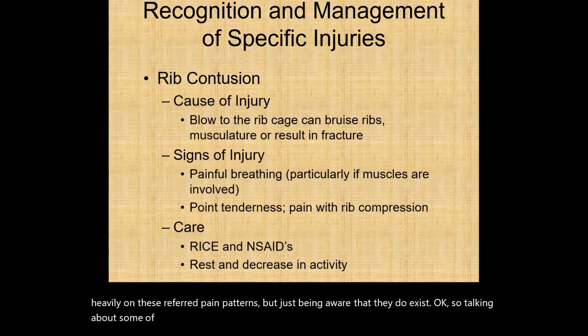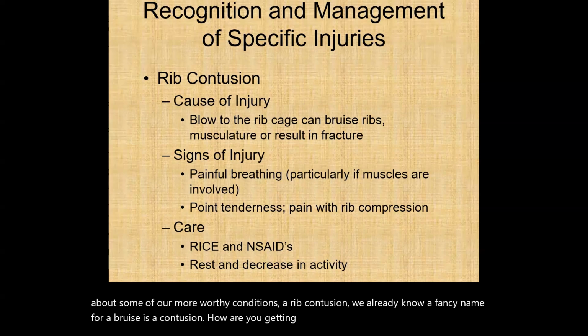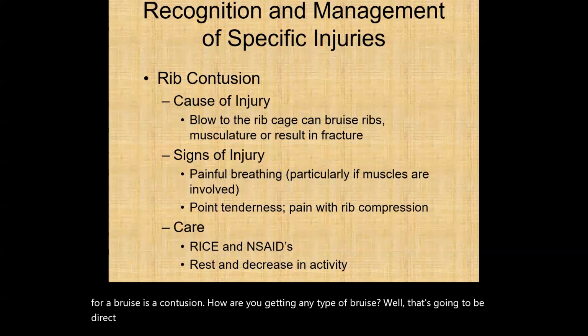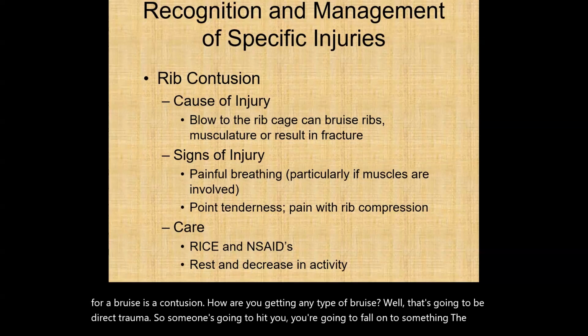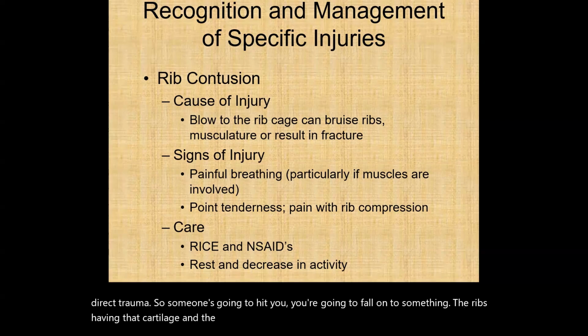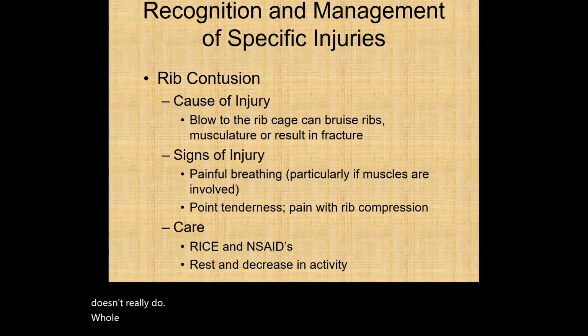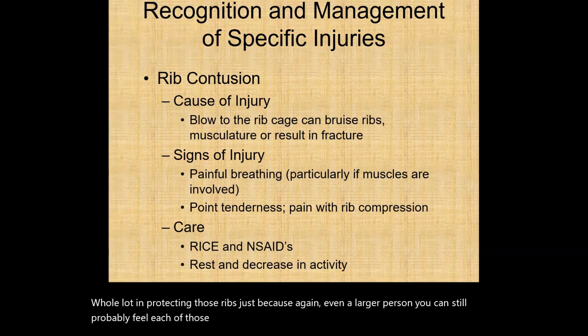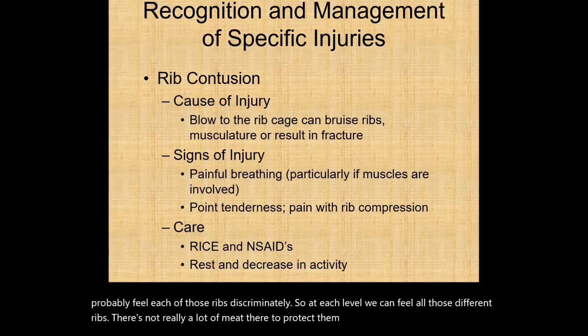Okay, so talking about some of our more orthopedic conditions. A rib contusion, we already know, a fancy name for a bruise is a contusion. How are you getting any type of bruise? Well, that's going to be direct trauma. So someone's going to hit you, or you're going to fall onto something. The ribs having that cartilage and the bone makes them a little bit pliable and movable, but it also doesn't really do a whole lot in protecting those ribs, because even in a larger person, you can still probably feel each of those ribs distinctly. At each level, we can feel all those different ribs.